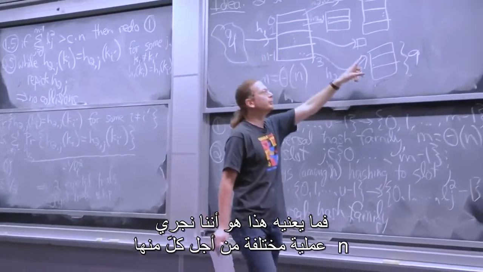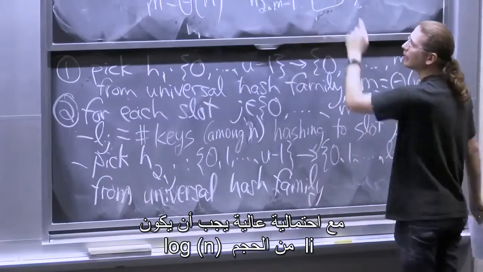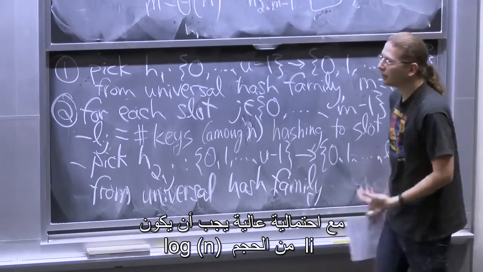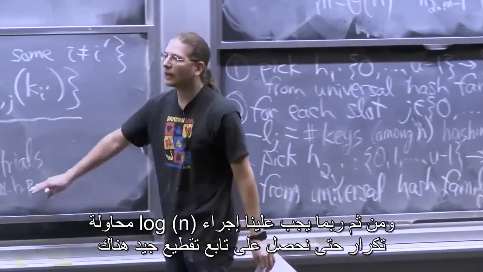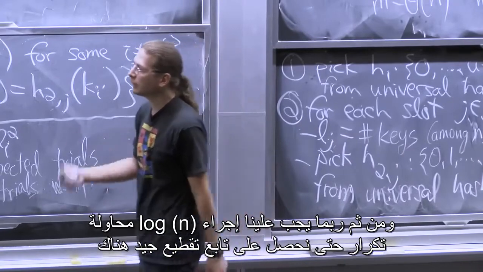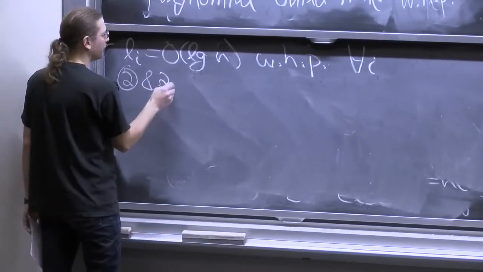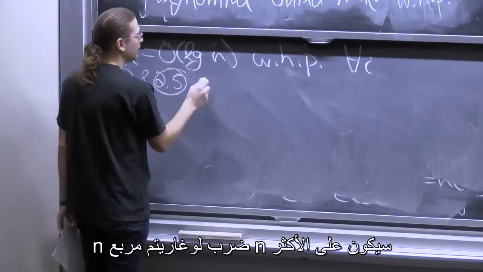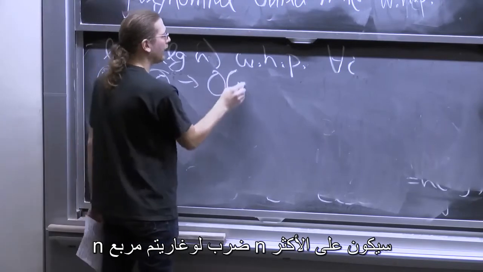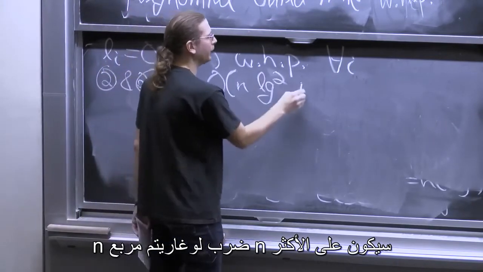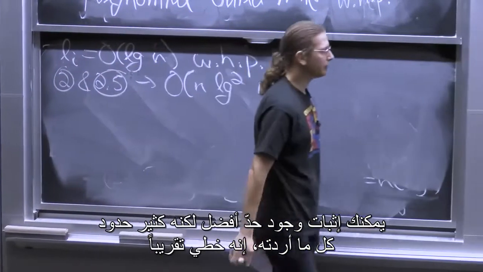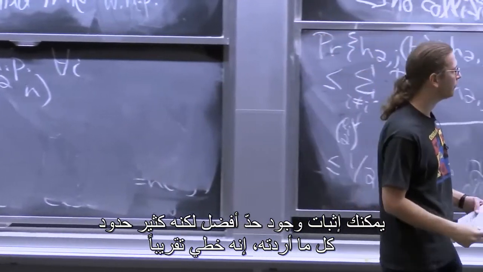So what this means is we're doing n different things. For each of them, with high probability, Li is of size log n. And then maybe we'll have to do like log n trials repeating until we get a good hash function there. And so the total build time for steps 2 and 2.5 is going to be at most n times log squared n. You can prove a tighter bound, but it's polynomial. That's all I wanted to go for, and it's almost linear.